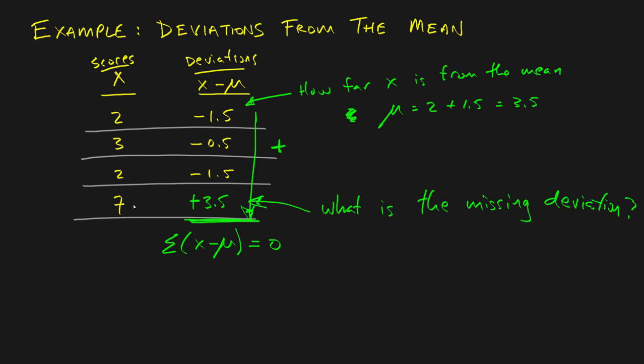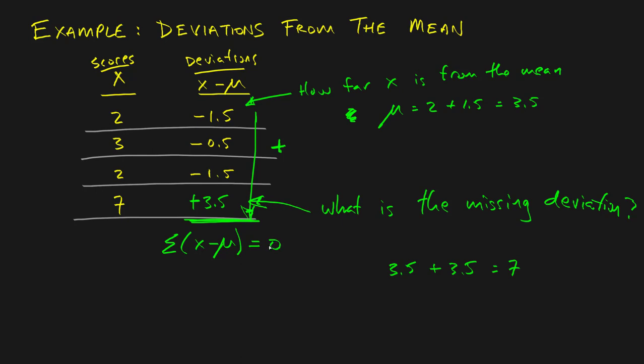So if I wanted to find out how far 7 is from the mean, well, how far is 7 from 3.5? It's 3.5 above the mean. So if I took 3.5 and I add 3.5, that's where I would get 7. You could take away any of these and figure it out again quickly based on that idea, or based on the idea that the entire column has to add up to 0.